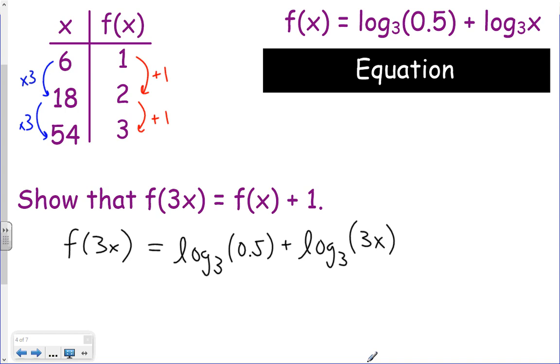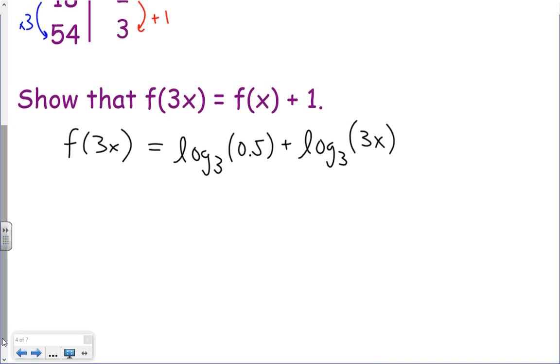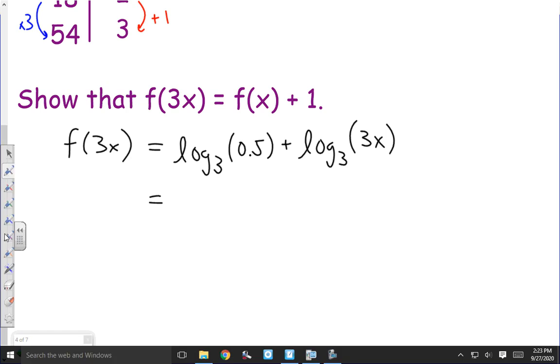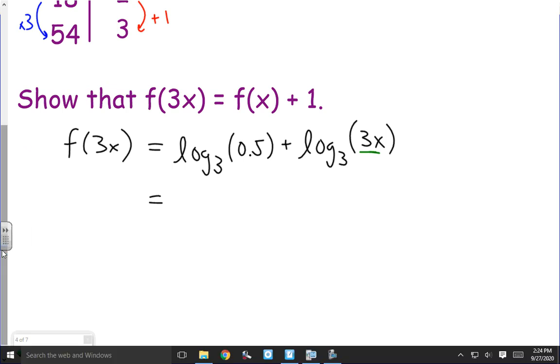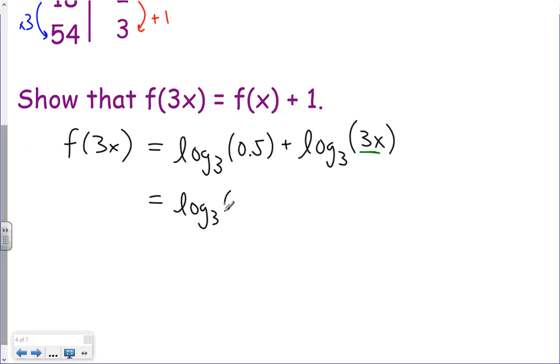All right, so now what we need to do is use a property that we have for logarithms to help us show this, because I want to get this in terms of just f of x. So I've got to break up the 3x that I'm taking the log of. One of our properties for logarithms is the product property. So let's use that. Leave the first part of this alone, log base 3 of 0.5. And then if you have the log of a product, you can rewrite that as the sum of the logs. So I can write this as the log base 3 of 3 plus the log base 3 of x.